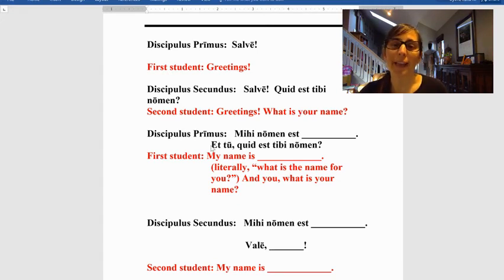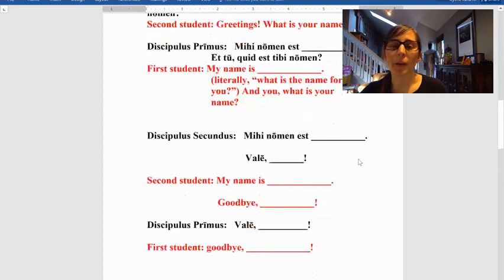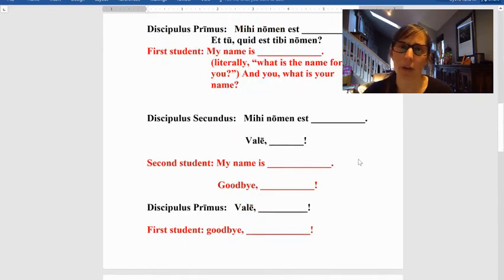and you. Et means and. That's a useful word to have. We use it all the time. Et tu, and tu means you. And you, quid est tibi nomen. Quid est tibi nomen. What is your name? Literally, what is the name for you? Okay, keep going. So then the discipulos secundus, second student, responds, mihi nomen est blank. Fill in the blank.